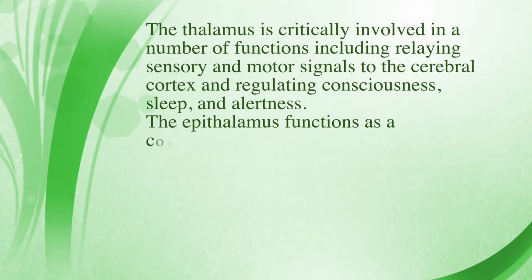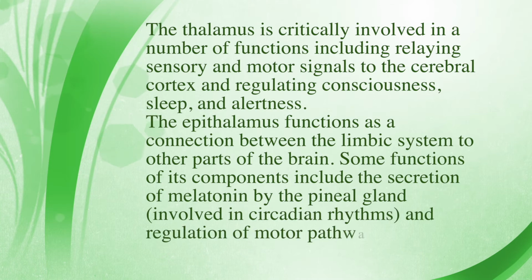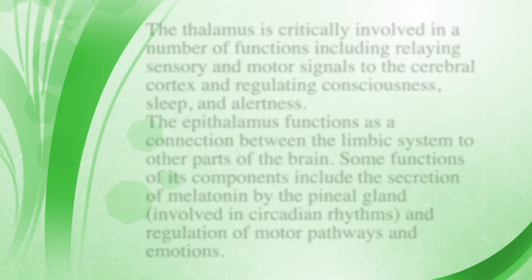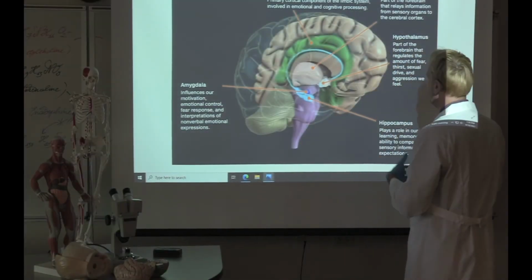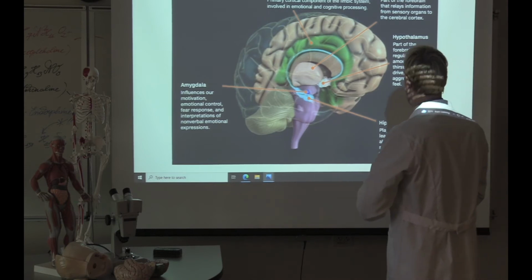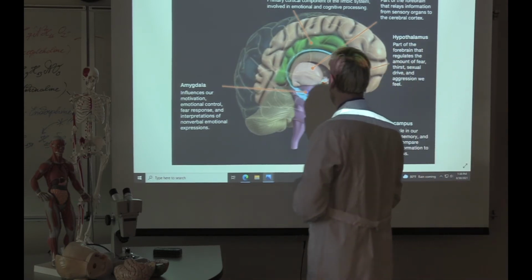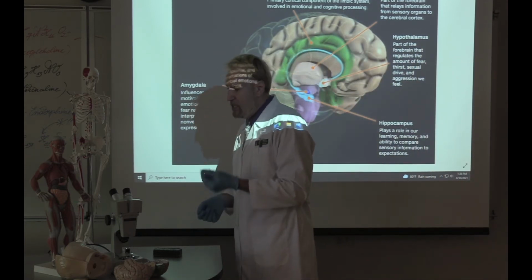And the hypothalamus. So the Greek terminology still holds true. Thalamus and hypothalamus. Hypo is the opposite of hyper, so the smaller portion, the one below. It is a part of the forebrain, again, that regulates the amount of fear, thirst, sexual drives, and aggression we feel, and we interpret, I would say.